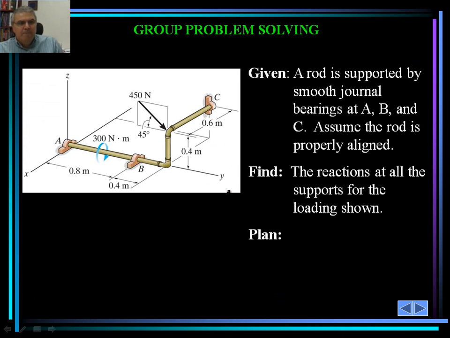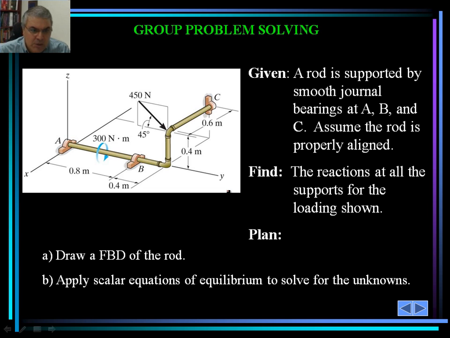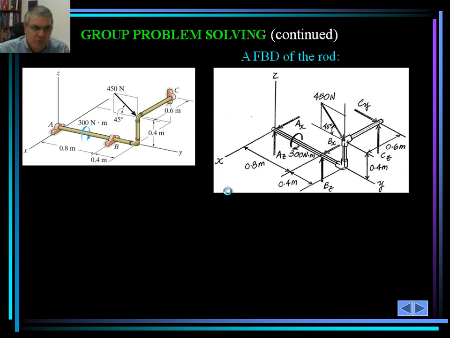Let's do a group problem here. A rod is given here, supported by smooth journal bearings at A, B, and C. We assume that the rod is properly aligned, and we would like to find what the reactions would be at all supports for the loading condition as shown. The plan is to draw a free body diagram, show all the forces on it, determine the reactions correctly, how many at each support, and apply the scalar equations of equilibrium to solve for the unknowns.